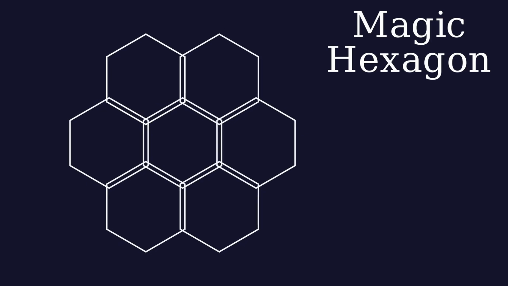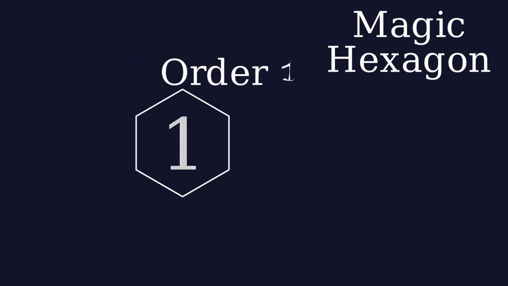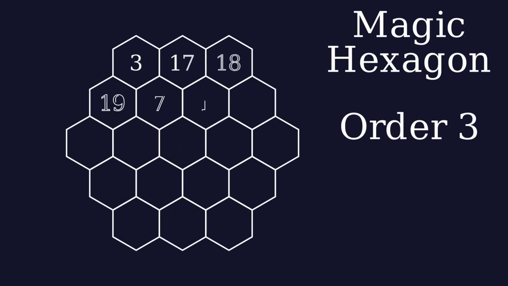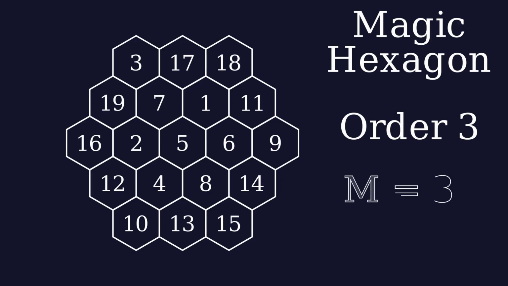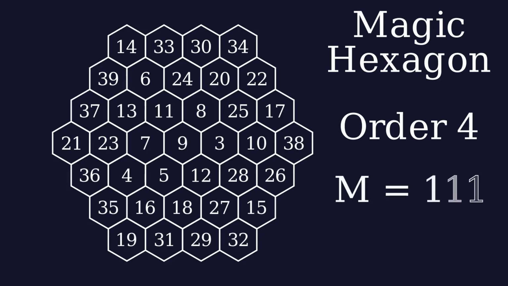The first normal magic hexagon is of order 1, which consists of only one value. The second normal magic hexagon is of order 3, where each row sums up to 38. While it is possible to create magic hexagons of different orders, they will not meet the condition of consisting of consecutive integers starting from 1.